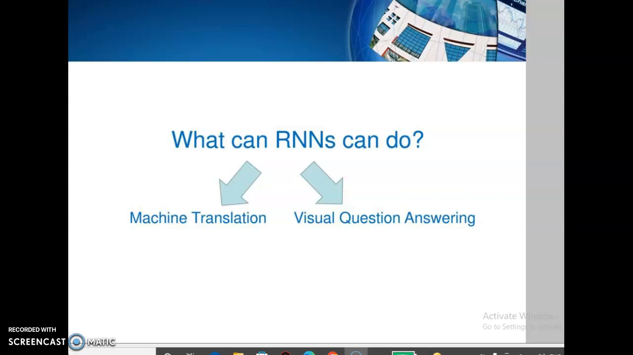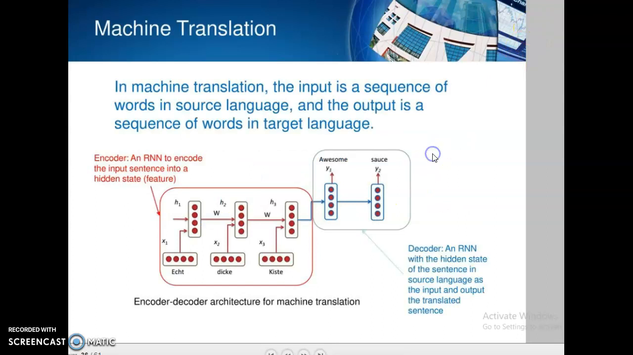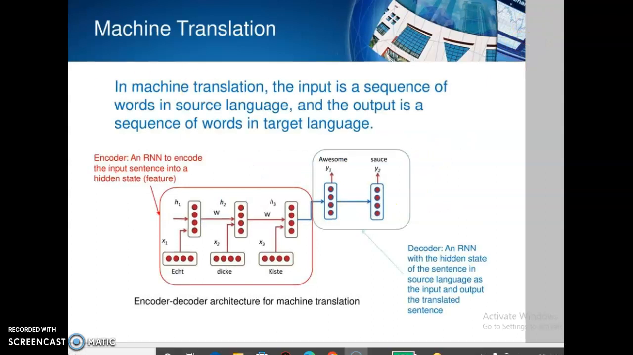What can RNN do? Machine translation, visual question answering. Machine translation: what is machine translation? The input is a sequence of words of the source language, and the output is a sequence of words in the target language.